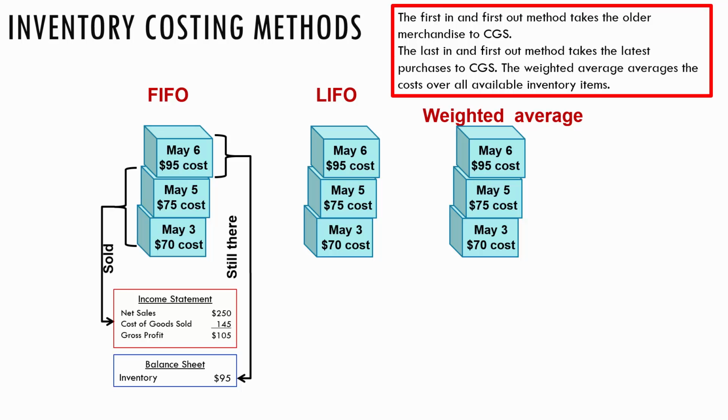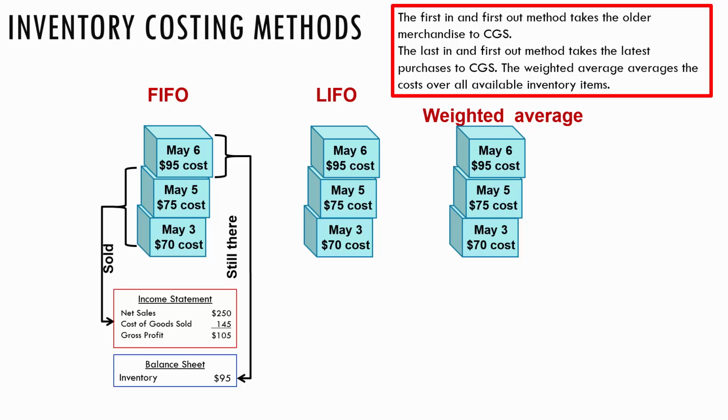So our total cost would be $145 for the two items which were sold, which means in our ending inventory we would have $95 or this. Now, the reason why I mentioned goods available is that when we look at this and we see goods available, our goods available is going to consist of the May 3rd $70, the May 5th $75, and the May 6th $95.